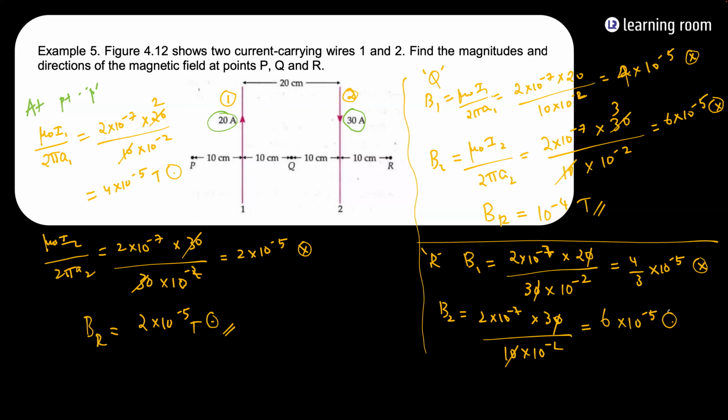So what will be the resultant? If you take out of the plane to be positive, then resultant will be 6 minus 4 by 3 into 10 power minus 5 Tesla, which is 18 minus 4 by 3, which is 14 by 3 into 10 power minus 5 Tesla, with a dot and a circle around it. Means it's going to be outward. So this is how it is going to work.